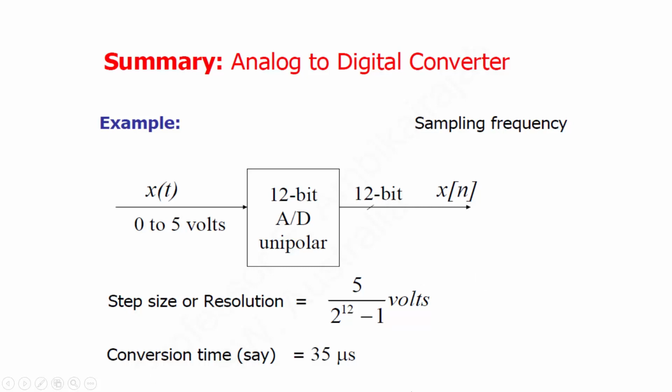Now there is one more specification of the analog to digital converter, which is the conversion time. Say the conversion time of this A to D converter is 35 microseconds. What is the importance of conversion time? The meaning of the conversion time is that the moment you apply the analog signal to this A to D converter, in how much time it gives the digital output. Say here in this case it is 35 microseconds. That actually describes the speed with which the analog to digital converter converts the analog signal to the digital form.